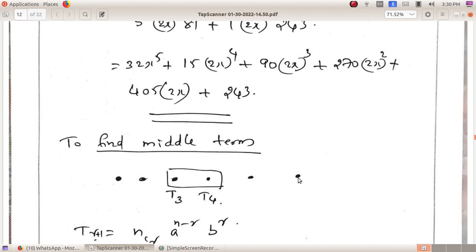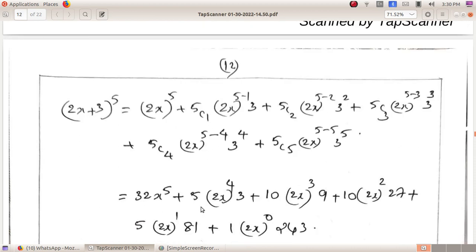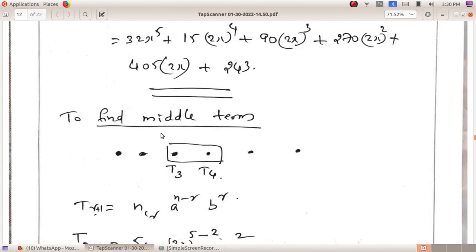Which terms are the middle here? These two terms are the middle, because there are 2 on each side. So the middle terms are T3 and T4. If the power is 4, its expansion will have 5 terms: 1, 2, 3, 4, 5, and only this one will be the middle. For this question, these two are the middle terms.